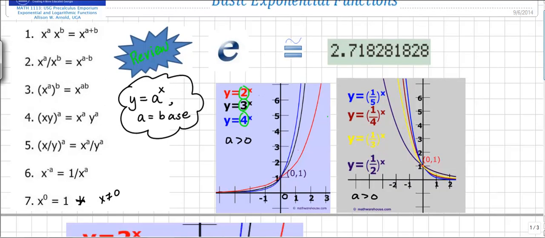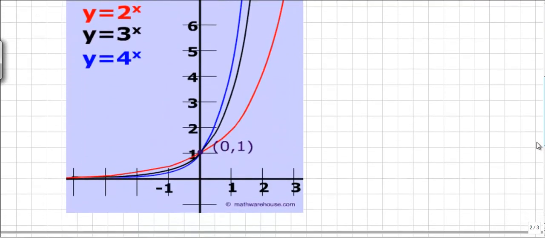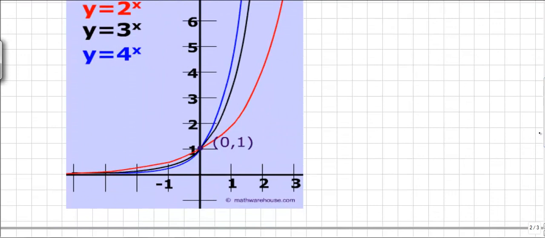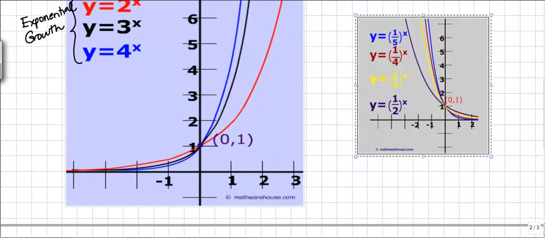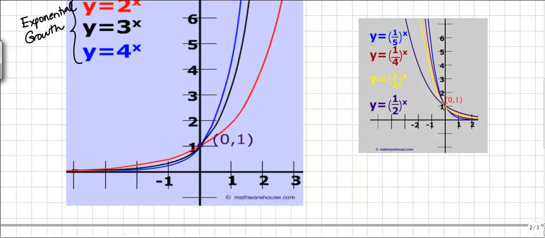Now let's take a little more detailed look at these three curves. First of all, these are increasing from left to right, so these are referred to as exponential growth curves. Secondly, you'll notice from the previous picture that these decrease from left to right. These are called exponential decay curves.